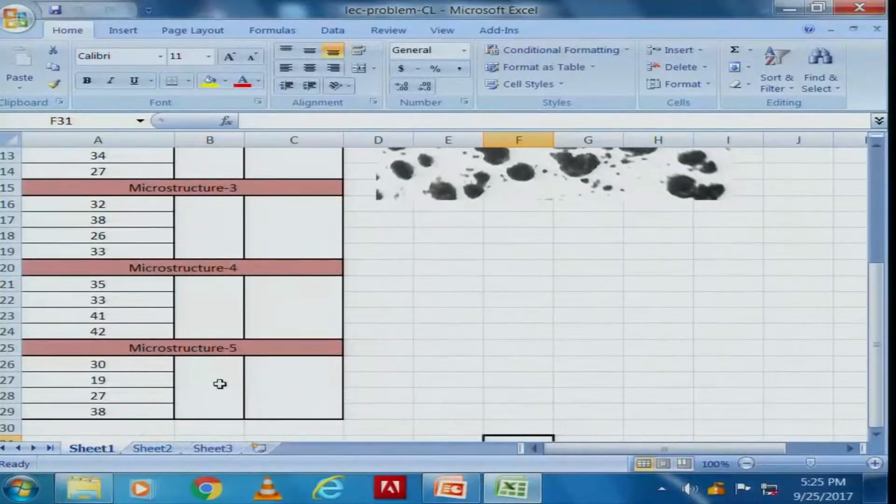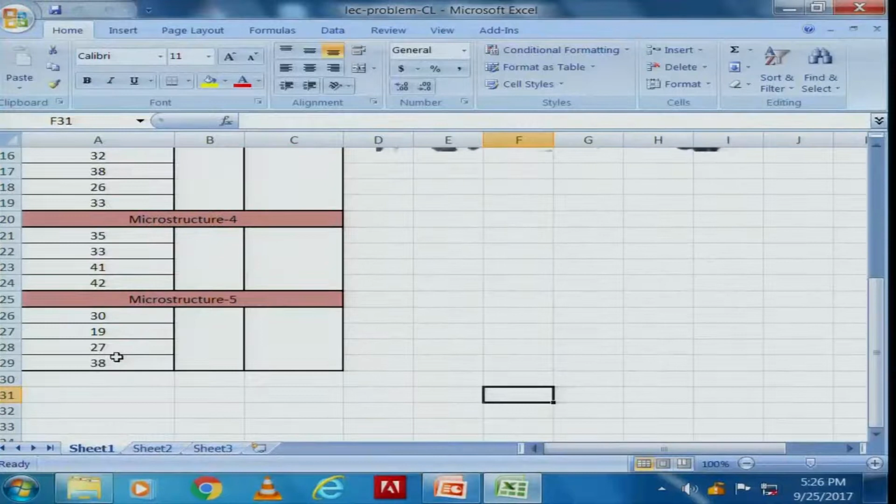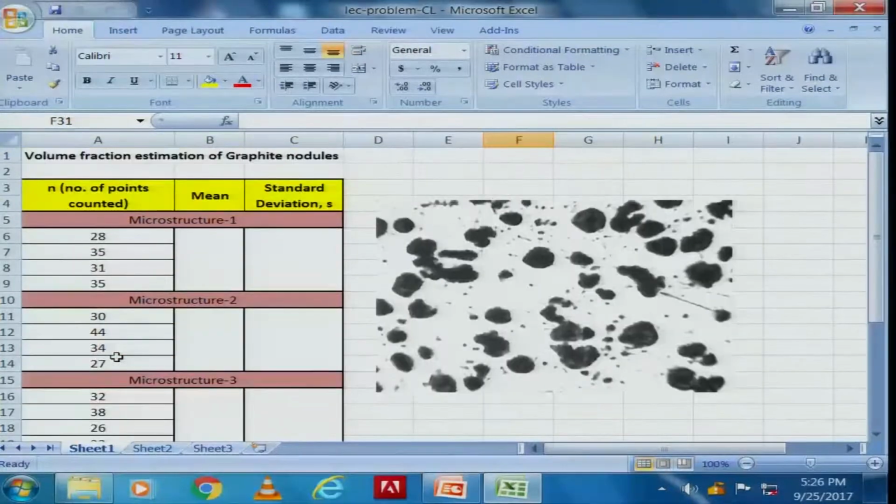So, there are 5 different microstructures obtained, and in each microstructure a grid of points was placed at different parts. You are only seeing a small part of one of the microstructures that I have put here. In 4 different areas of a given micrograph, the number of points intersecting the graphite nodules has been put under the heading of the first micrograph, or microstructure 1. So, I have got 28, 35, 31, 35. Microstructure 2, I have 30, 44, 34, 27 and so on. Total of 20, that means I have actually looked at 20 different areas in the structure.